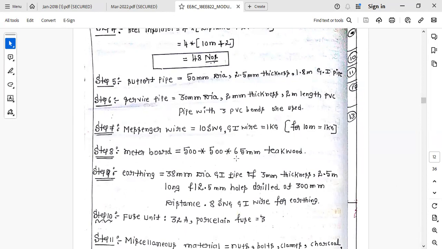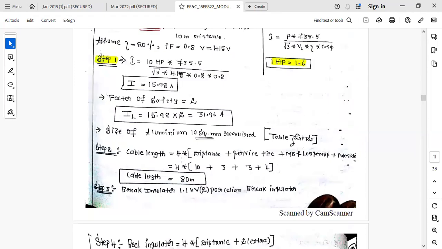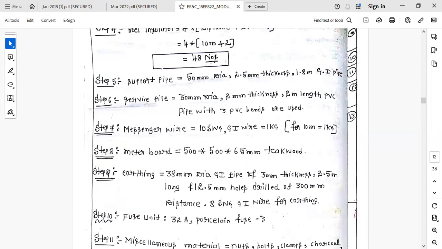Meter board 500 into 500 into 65 mm T code. For single phase 300 into 300 into 65. Here 500 into 500 into 65 T code is required.